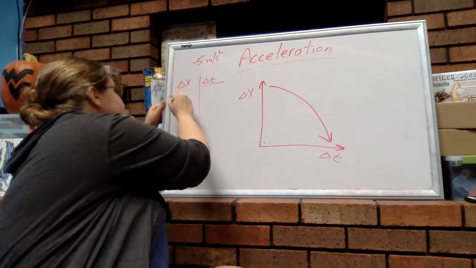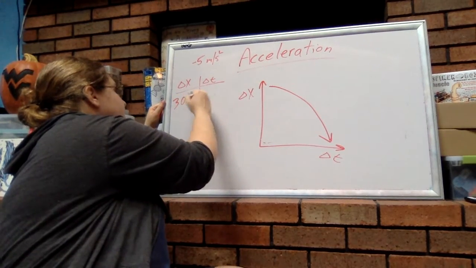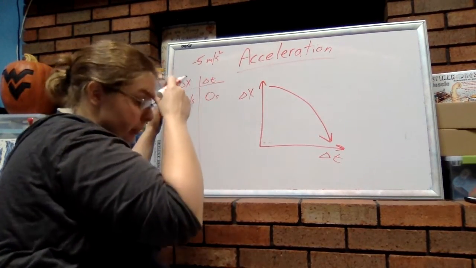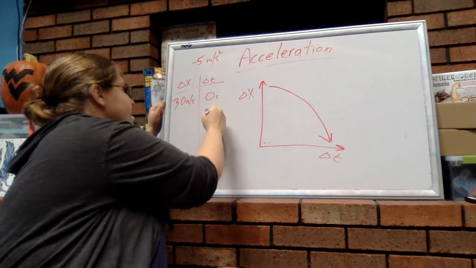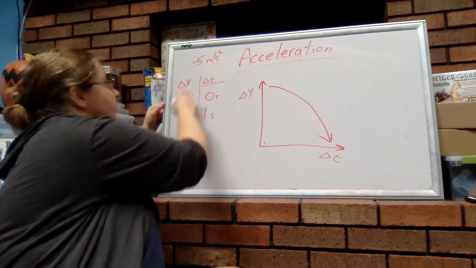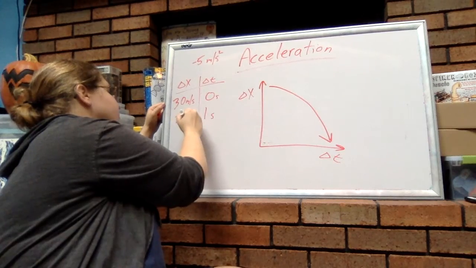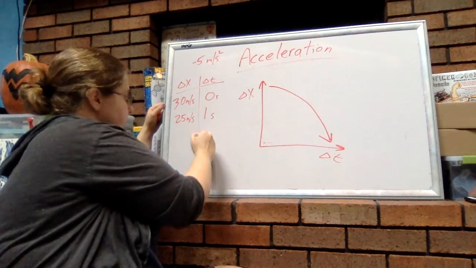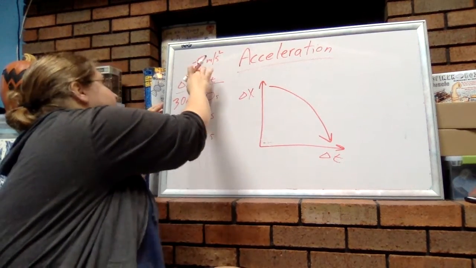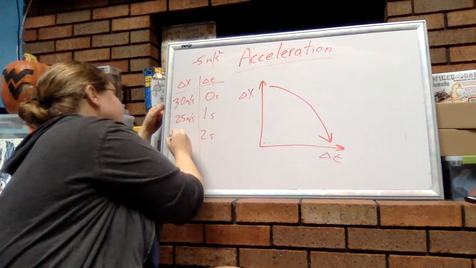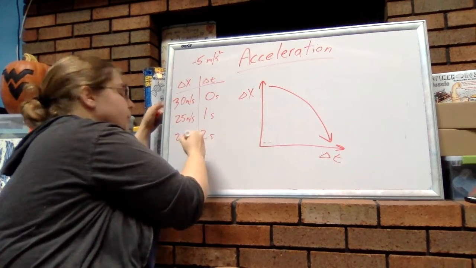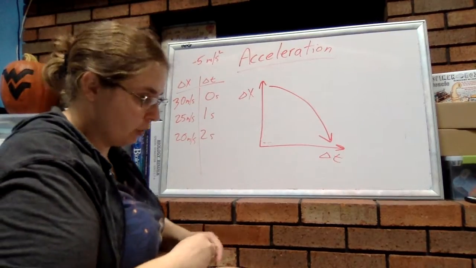Maybe it started at 30 meters per second. That was at our initial time, so 0. After 1 second, it'd be 30 plus negative 5, it'd be 25 meters per second. After another second, it'd be 25 plus negative 5 would be 20 meters per second, and so on and so on.